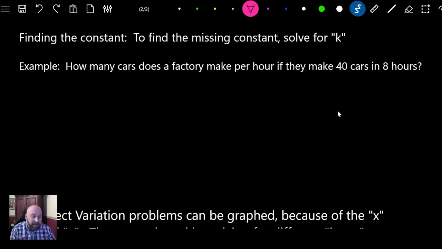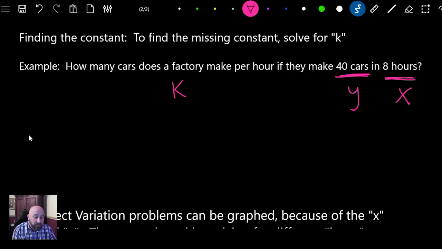Now, sometimes we need to find the missing K, the missing constant. What is the missing K? Well, sometimes they don't tell you what the constant is. They don't tell you how many they're producing, right? They say something like this. Look at this example. How many cars does the factory produce if they make 40 cars in 8 hours? So here, this is the Y and this is the X. And this over here is the K. The K is what we don't know this time.